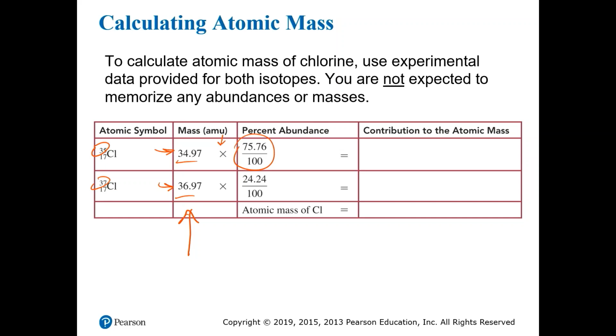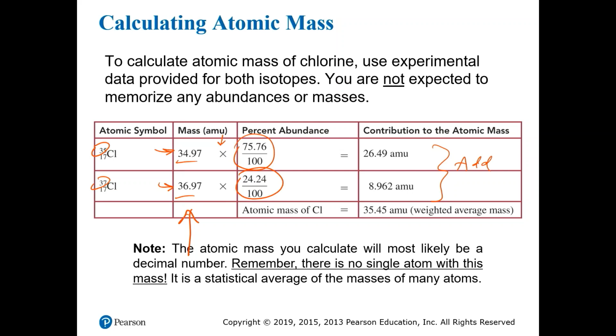Okay? And then for the other isotope, you take its percent abundance out of 100, multiply it by the mass, and you get, well, 26.49 AMU for the first, 8.962 AMU for the second, and then the last thing you have to do, step 2, is to add these two together. Okay? And so when you add these two together, you get 35.45 AMU.